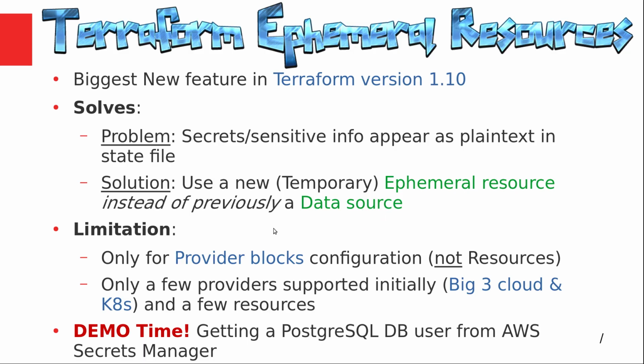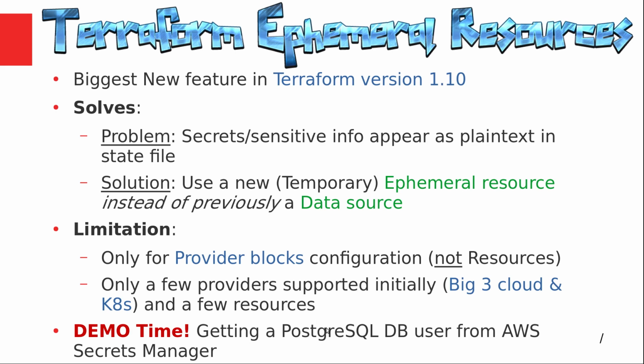Now, it's early days. There's some limitations. Currently, it's only for provider blocks. You can't do it in resource configuration. Will they fix that? I'm not sure. I'm not sure that the architecture will support anything else, but anyway, also only a few providers are supported at the moment. The big three clouds, you know what they are, Kubernetes as well, and within those only a few resources are handled. So for example, in AWS, Secrets Manager is supported.